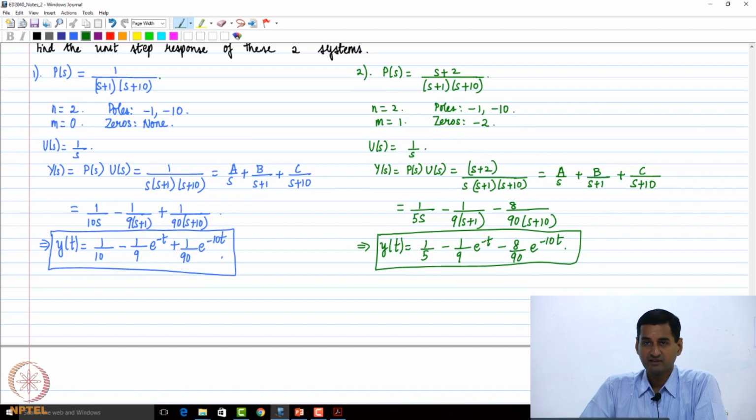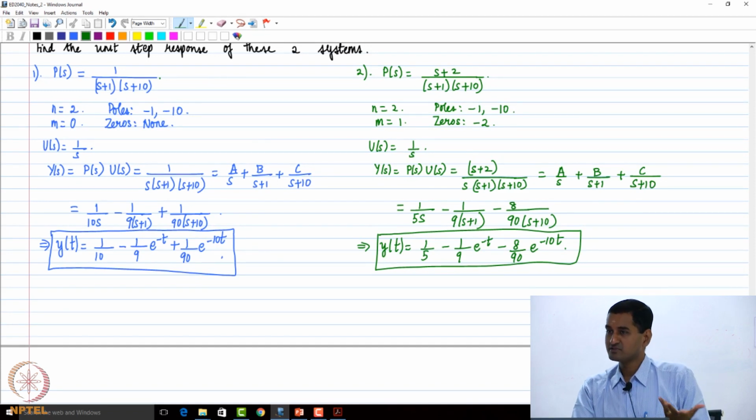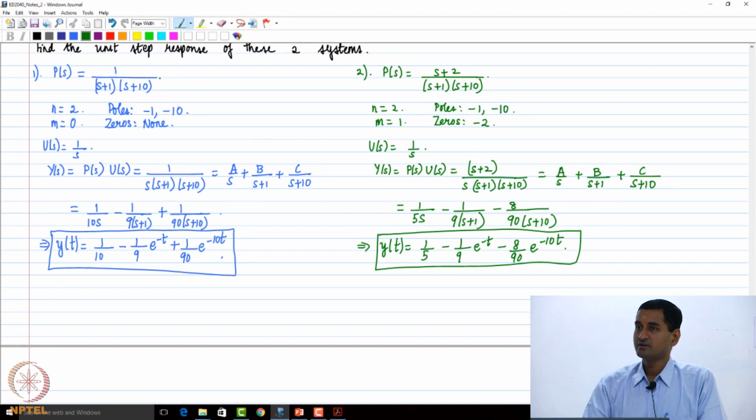Now what do we observe? Even in this solution, as t tends to infinity, the value goes to 1 by 5, so it's bounded, no issues. The system is BIBO stable because the poles are the same. And you can see that the exponential terms have minus 1 and minus 10 as the exponent. No issues. But what has changed?